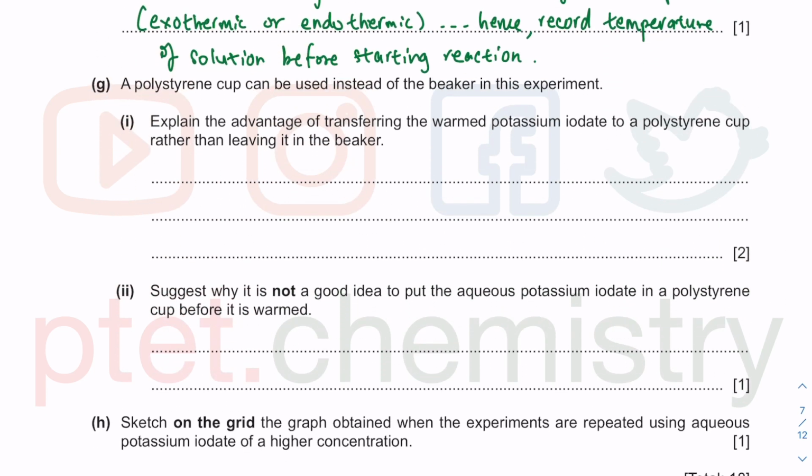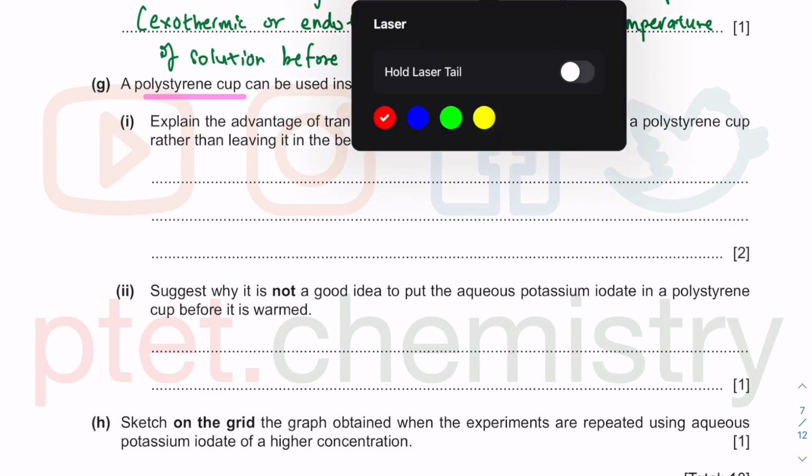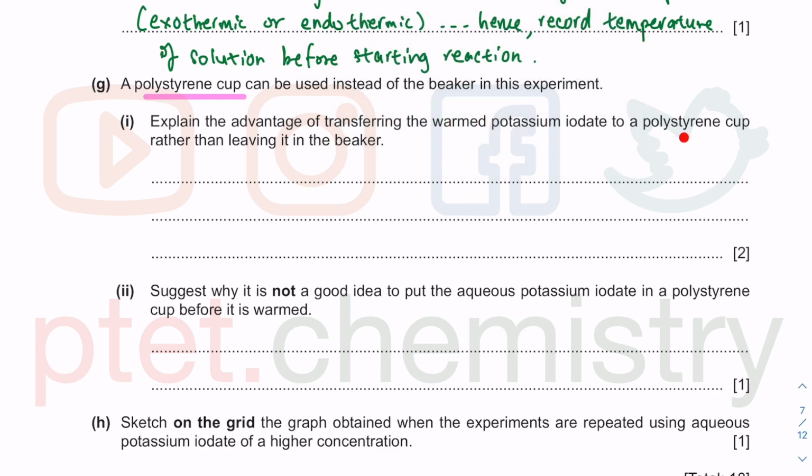Next one, you use a polystyrene cup. So polystyrene is just a polymer, used instead of the beaker. Explain the advantage of using this warm potassium iodide in a polystyrene cup rather than leaving it in a beaker. So we know that this polystyrene cup is a good insulator. It's kind of like plastic, but it's not exactly like polyethylene plastic. It's a different kind of polymer. So for 2 marks, we got to talk about error. We got to talk about improvement of error, as with any analysis of experimental procedure.